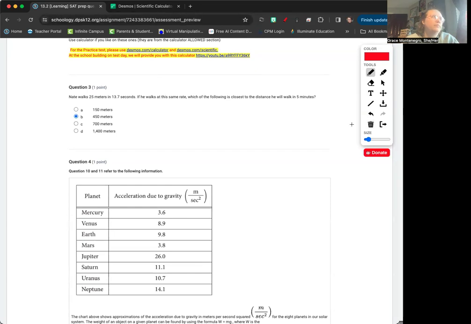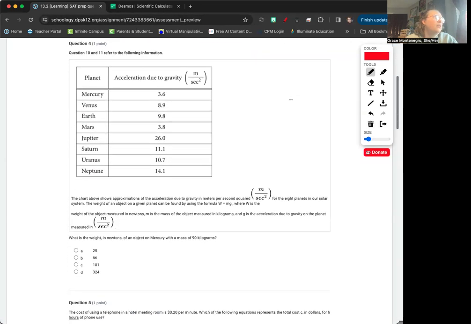Okay, next question. You all did really well on 11 and not as well on 10, even though they were both referring to the same information. I thought that was interesting.